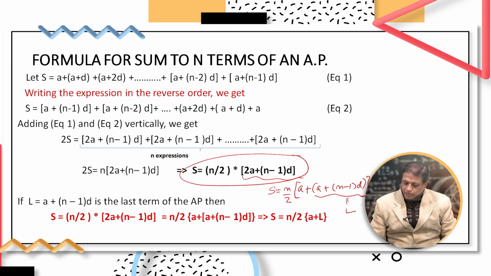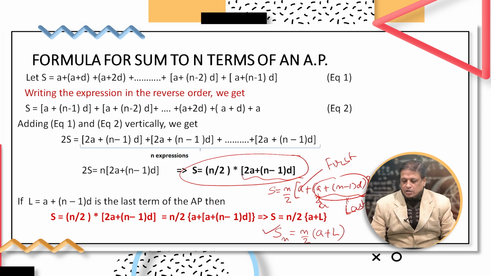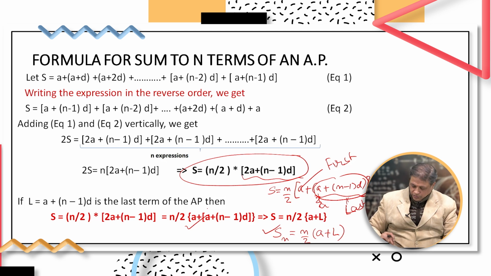So, you can say that this is the last term, the nth term, L. This is the first term, and a plus n minus 1d is the last term. So, you can say Sn or S is equal to n by 2 into a plus L. If you know the last term of the series and you want to find the sum of the entire progression, then S is equal to n by 2 into a plus L. This was discussed when we were discussing the calculation for the sum of n terms.